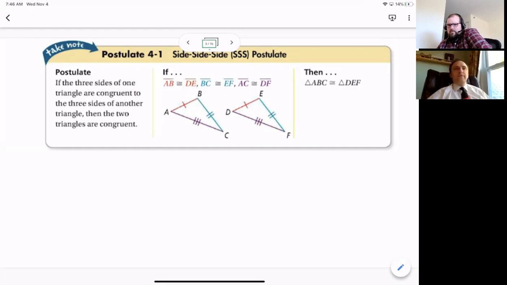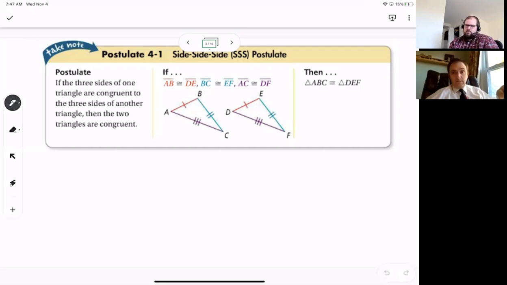So is this saying if I had a set of three sticks, and then I had a set of three sticks that were the same length as those three sticks, I could only make one triangle?